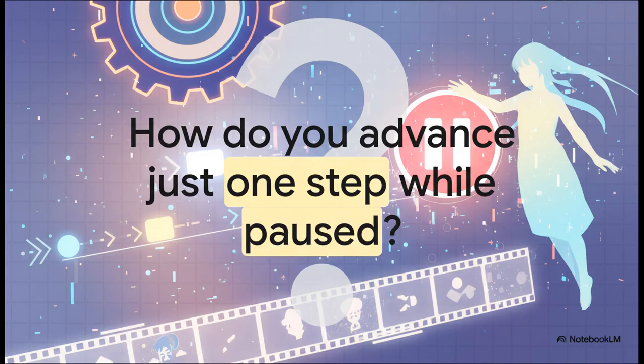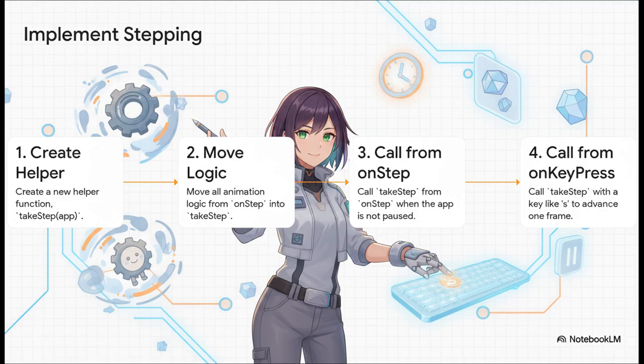Pausing is incredibly powerful, but we can get even more precise. What if you've paused your app right before a potential bug happens and you want to watch the very next thing that happens in extreme slow motion? How do you advance the animation by just one single frame? This solution requires a clever little bit of code organization. First, we're going to create a new helper function. Let's call it takeStep. Then we take all of our animation logic, the code that actually moves the shapes, and we move it out of OnStep and into this new takeStep function. Now our OnStep function is super simple. It just calls takeStep as long as the app isn't paused. But here's the magic. We can also set up another key, like S, to call takeStep directly. And this gives us the amazing power to manually advance our animation one frame at a time.